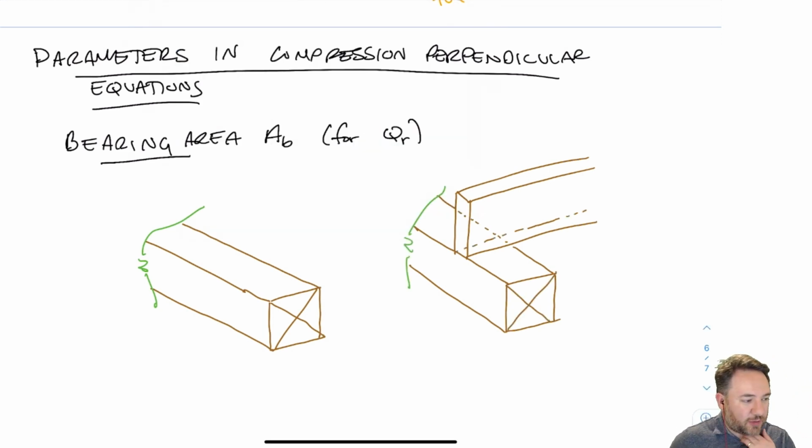Okay, I mean, these pieces of wood are pretty warped, so I guess they came from the bargain bin at Home Depot, but let's talk about the bearing area.